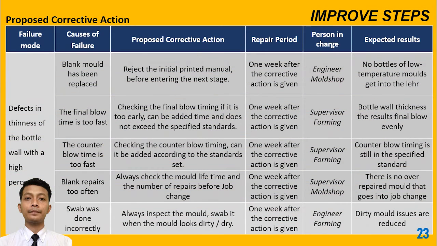Improve step. This is a table of proposed corrective actions, with some of the expected results for the causes of this failure. The first, no bottle of low temperature mold gets into the leer. The second, bottle wall thickness results in the final blow being even. Then the counter blow timing is still within the specified standard. Then there is no over-repaired mold getting into job change. And the last, the dirty mold issue is reduced.